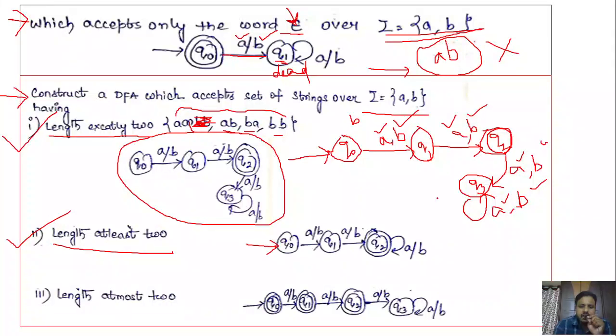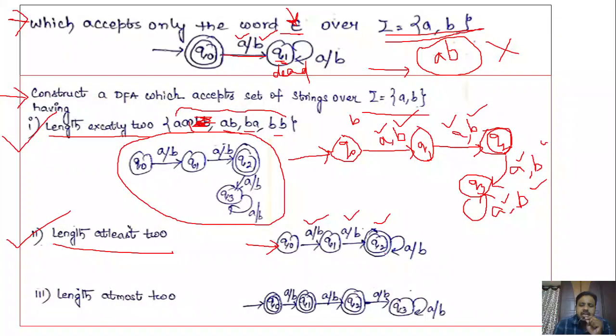Starting with q0, if you get either a or b, you go to the state q1. That means we have seen one character. From state q1, again if you get another character, either a or b, you move to the state q2. Here q2 satisfies the string of length 2, since we have seen a string consisting of two characters, so make q2 a final state. And next, if you get either a or b in state q2, it must be accepted. That means it must stay in the same state.